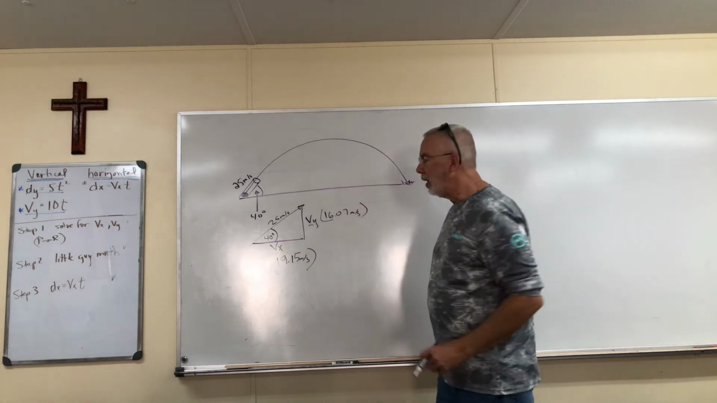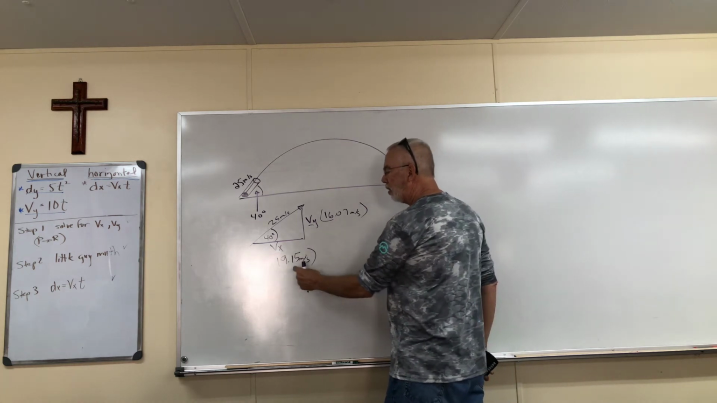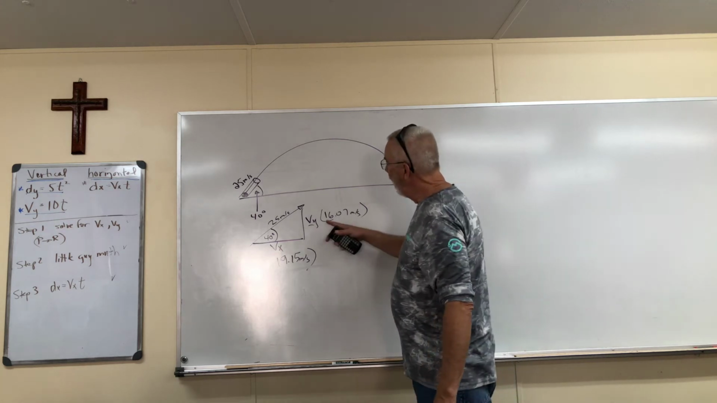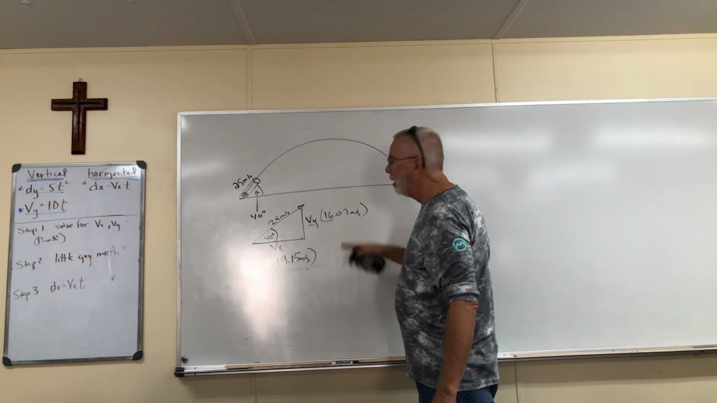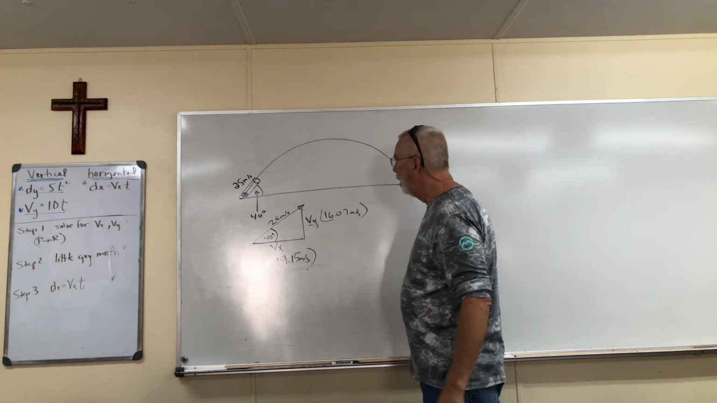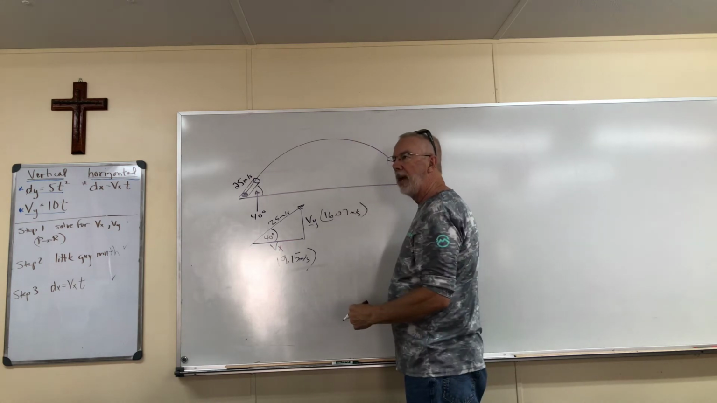What that means is that the projectile is traveling to the right with a constant velocity of 19.15. And the v sub y is telling us that it starts in the up direction at 16.07, and it's going to go up in the air and come back down.